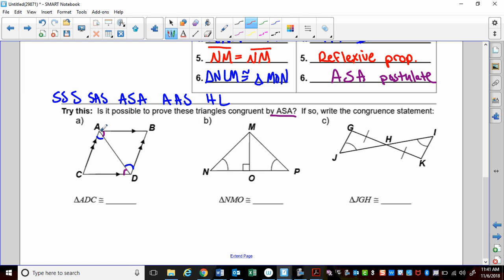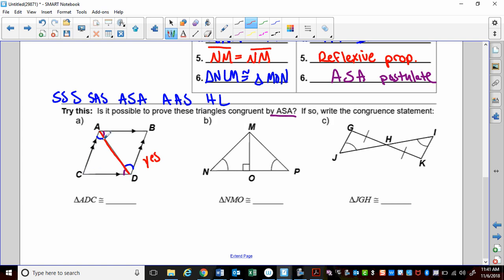And then I have this reflexive property almost exactly like we have in the one above. And this is an angle, the side in between it, the very next angle. So we can say yes, this one we can prove congruent by angle, side, angle. We have to put them in order. A, D, C. Just look at this bottom triangle.